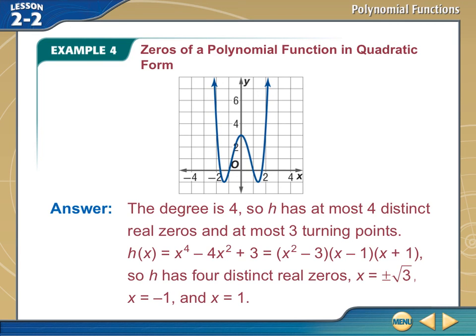Here we go. Here's our graph, and here are the 4 distinct real zeros. We got plus the square root of 3, minus the square root of 3, minus 1, and plus 1. They're all on this graph. And remember, we said at most it could have 3 turning points, and here we got 1, 2, 3.